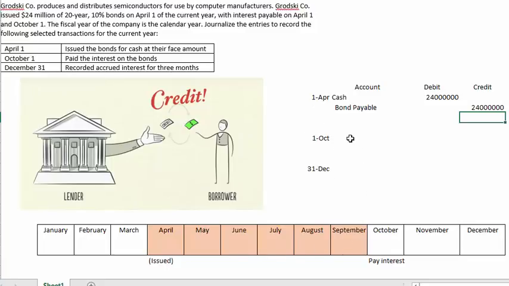So we're going to have to pay in cash. Our cash is going to go down, and we're going to record interest expense. Now to calculate the amount, you take the face value of the bond, which is 24 million. You multiply that by the stated rate, or the coupon rate, which is 10%.